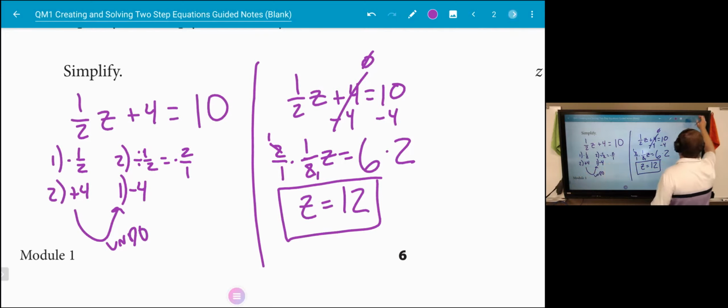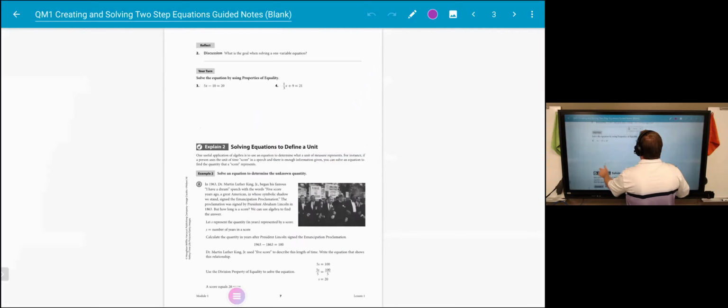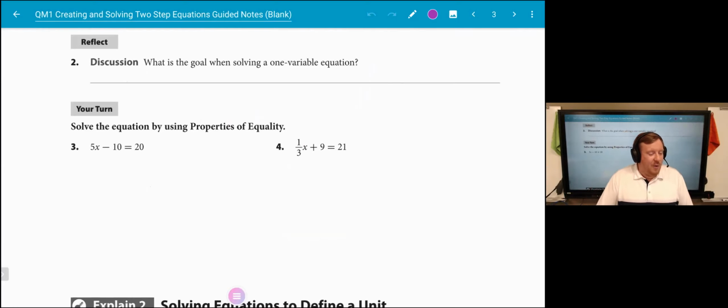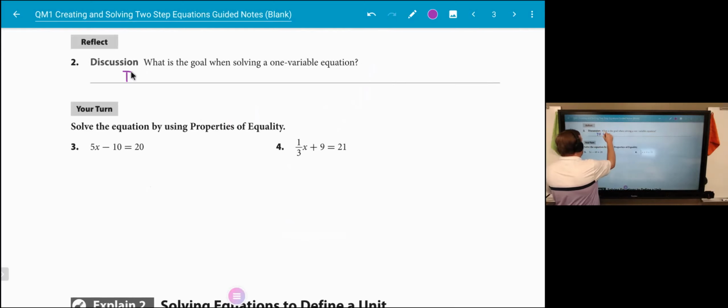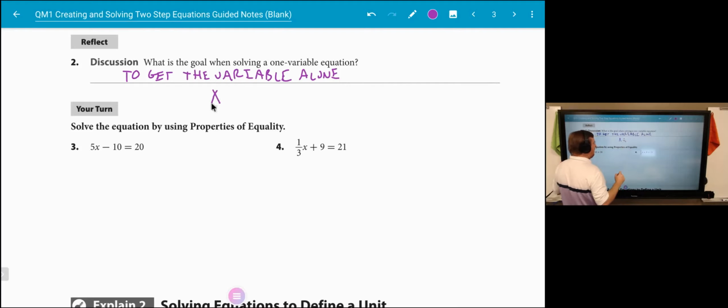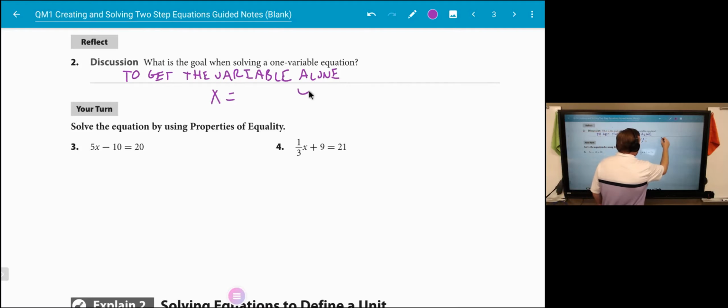Let's keep going here. If you've had any math with Mrs. Hunt, you should know this top one. What is the goal? To get the x alone. Hey, congratulations. There we go. You need to isolate the variable, to get the variable alone. So you want x equals something, y equals something, or z equals something.